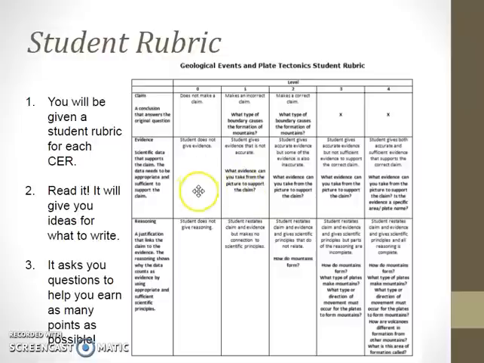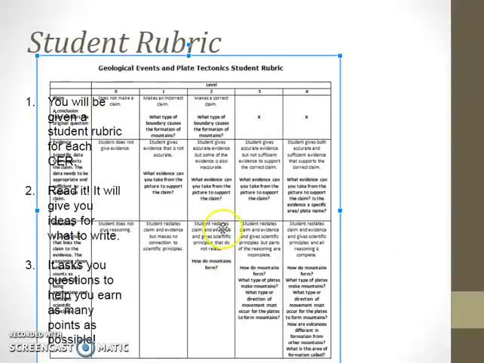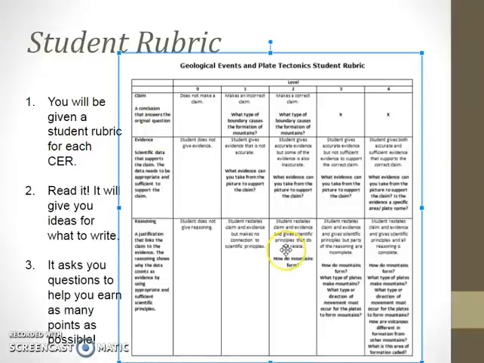On the evidence, you can earn anywhere from 0 to 4 points. On the reasoning, anywhere from 0 to 4 points. So how many points total can you earn? 10. 10 points. So multiply it by 10, that is your grade. These are usually summatives, which is a test grade. So if you get 8 points, you get an 80, which is pretty good.